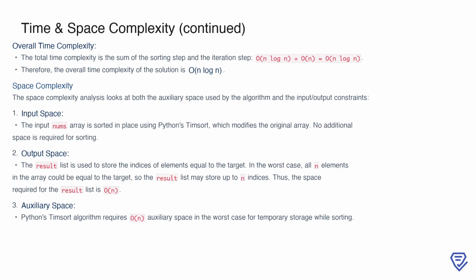Shifting our focus to space complexity, we consider both the input and output requirements. The input array, nums, is sorted in place using timsort, meaning no additional space is allocated for sorting the array itself. For the output, we use the result list to store the indices of elements matching the target. In the worst case, where all n elements match the target, the result list would grow to size n, requiring O(n) space. Finally, the auxiliary space used by TimSort itself is O(n) in the worst case, as it needs temporary storage while sorting. These factors combine to define the space complexity of our solution.